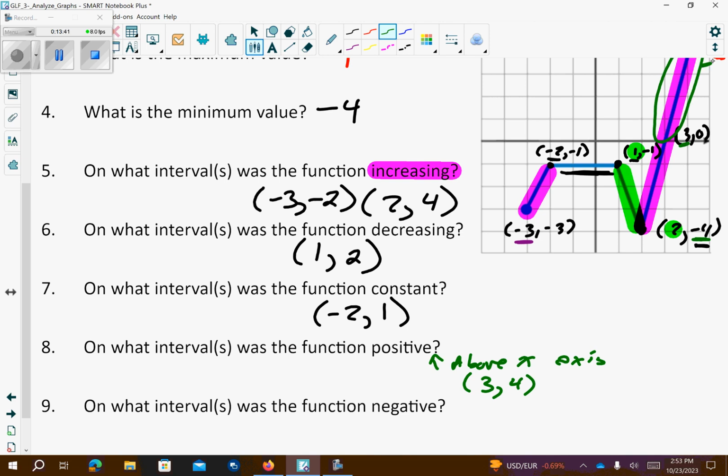Where is the function negative? Negative is below the x-axis. And all of this is negative. Okay, so it goes from -3 all the way to 3. And you use the x values to say where it was below the x-axis.